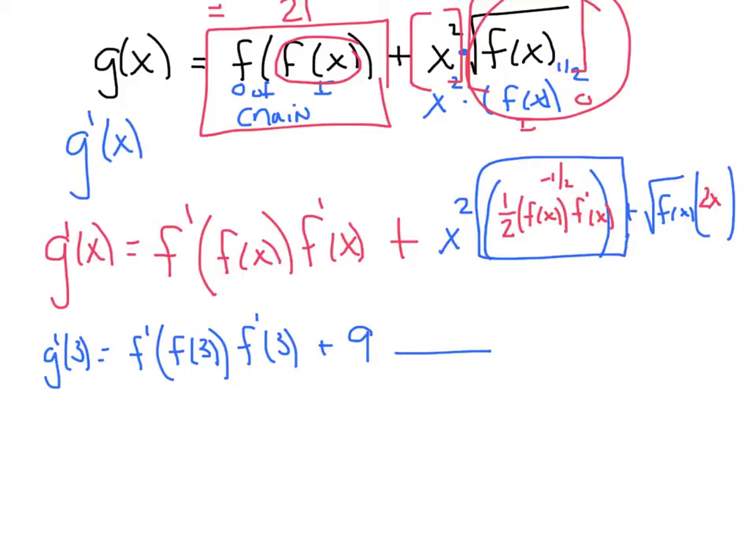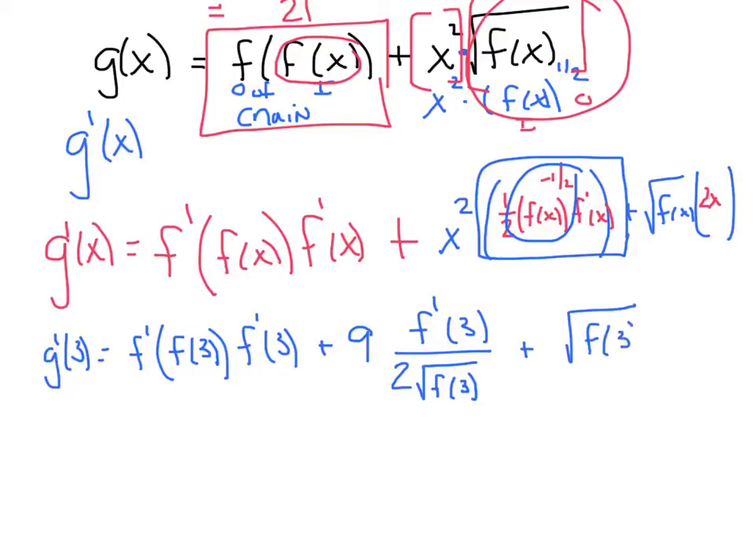So my 1/2, my 2 goes on the bottom. This square root's going to go to the bottom, so I'm going to get the square root of f of 3 on the bottom, and then f prime of 3 on top. Plus square root of f of 3. And then 2 times 3, of course, is 6.